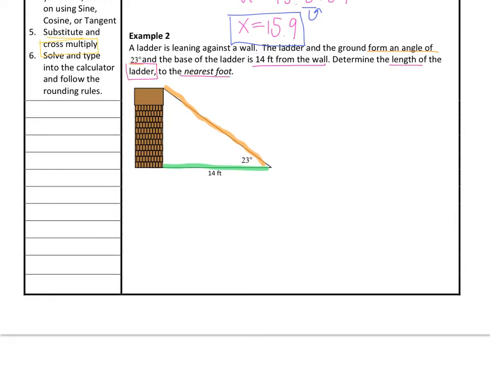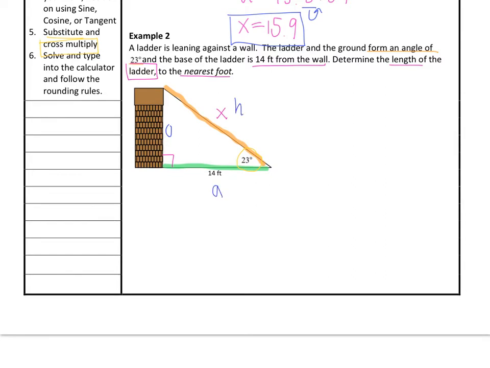So since I'm looking for the ladder, my x is going to go over here on the ladder. And the ground and a wall are always going to make a 90-degree angle. So if we look at our steps up above, the first thing we have to do is circle our given angle. So we are given 23 degrees. From this angle's perspective, my opposite side would be over here. It would actually be the wall. My hypotenuse is always across from the right angle, so there's my H. And then here's my adjacent side.